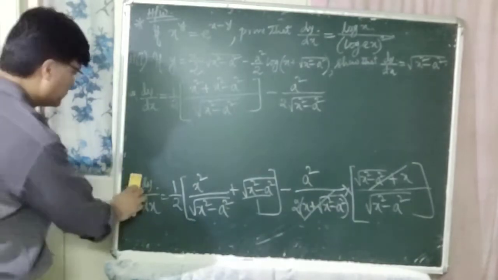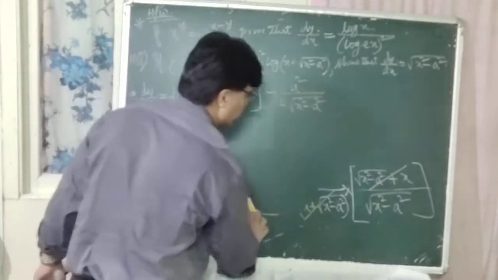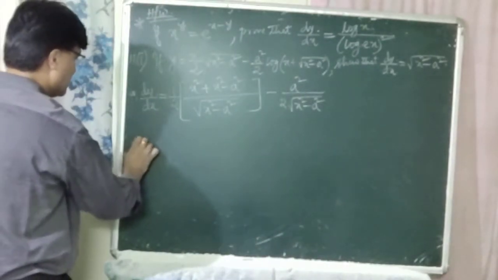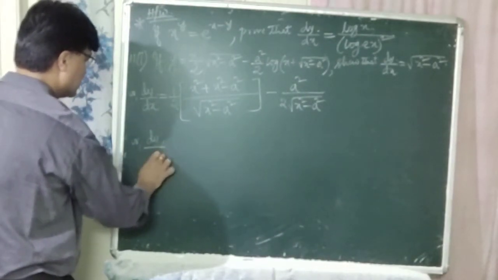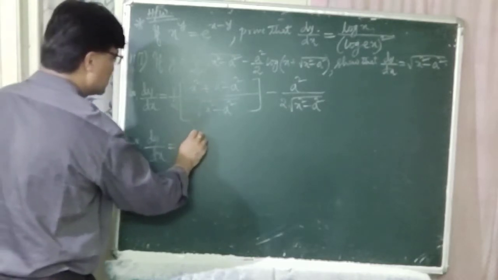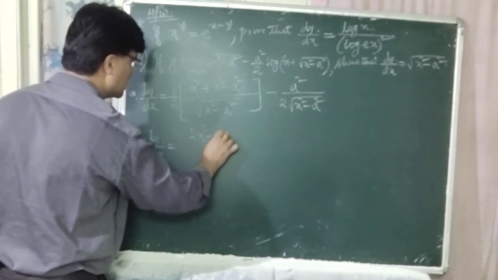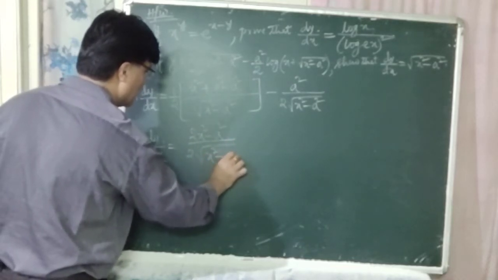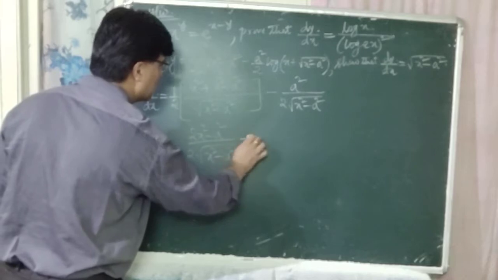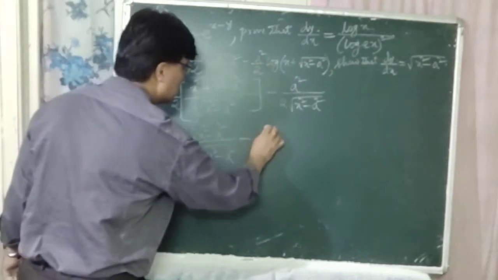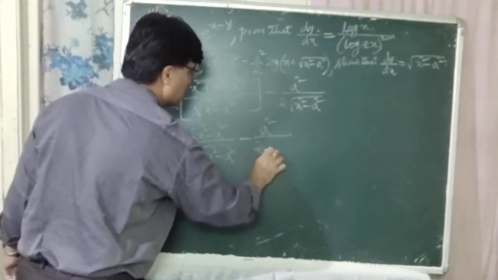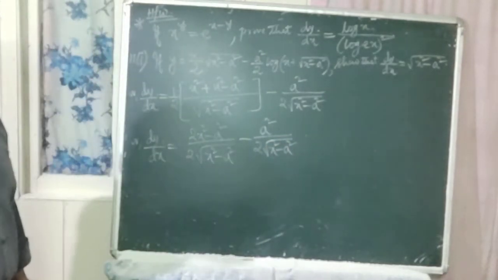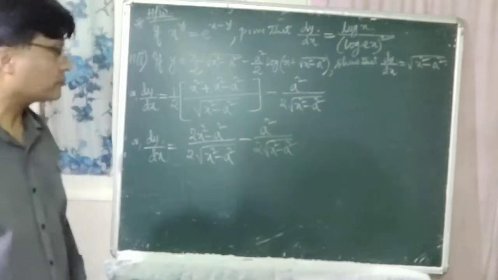Clear? Now let us simplify it. So let us simplify it now. Or dy by dx is equal to, this is 2x square minus a square divided by 2 root over x square minus a square, then minus, so this is your a square divided by 2 root over x square minus a square. Is that clear?